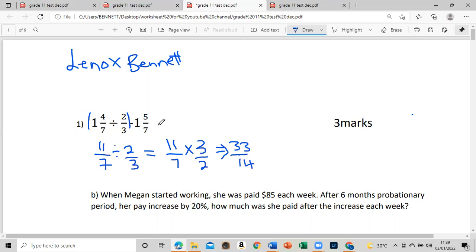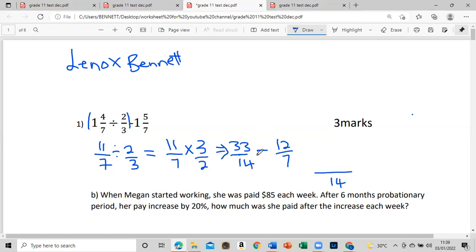I'm gonna minus 1 times 7. I'm gonna convert this to 1 times 7, that's 7 plus 5. So 7 plus 5 is 12 over 7. So now all we have to do is just find the LCM, which is 14.